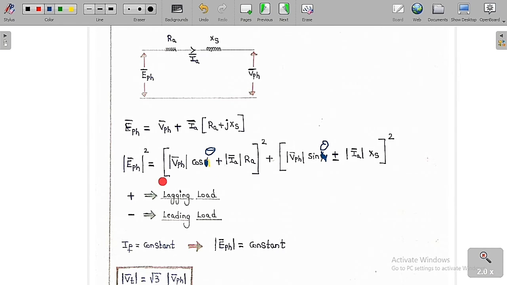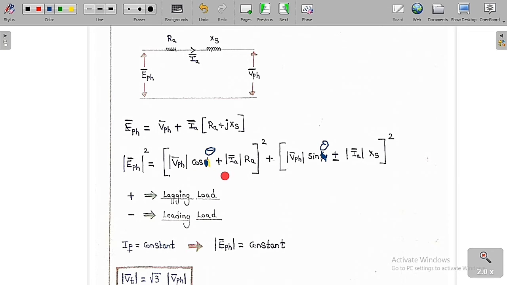So Ef is equal to the square root of (V cos theta plus Ia Ra) whole square plus (V sin theta plus or minus Ia into XS) whole square. Here Ef is the EMF induced per phase value, V is the terminal voltage per phase value, and theta is the power factor angle of the load. Ia bar is the current value, and you have to consider the magnitude only. So this is the equation that you are going to get.